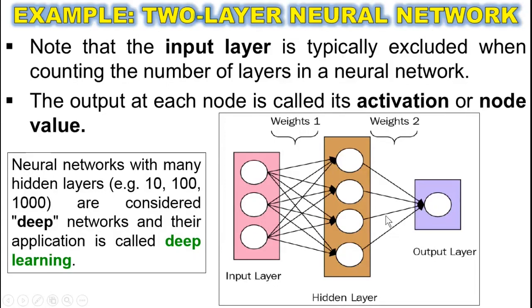Neural networks with many hidden layers, such as 10 hidden layers, 100 hidden layers, 1000 hidden layers, are considered deep networks, and their application is called deep learning.